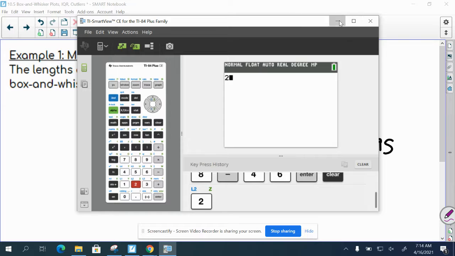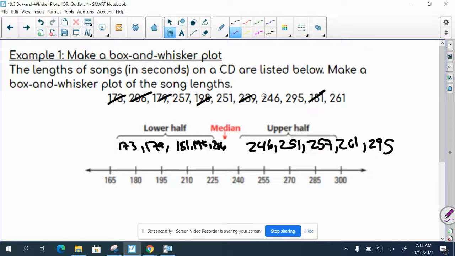Wait a minute, we do have 239. Yeah, 239 is right there. I'm sorry. So 239. So 1, 2, 3, 4, 5, 6, 7, 8, 9, 10. Okay, I miscounted. We have 11. Okay, so 239 is the median.